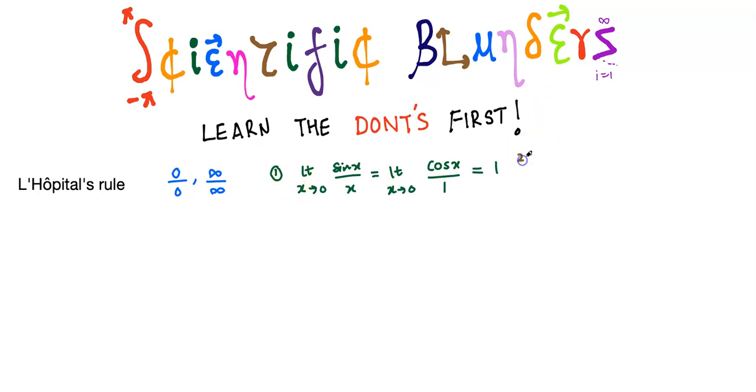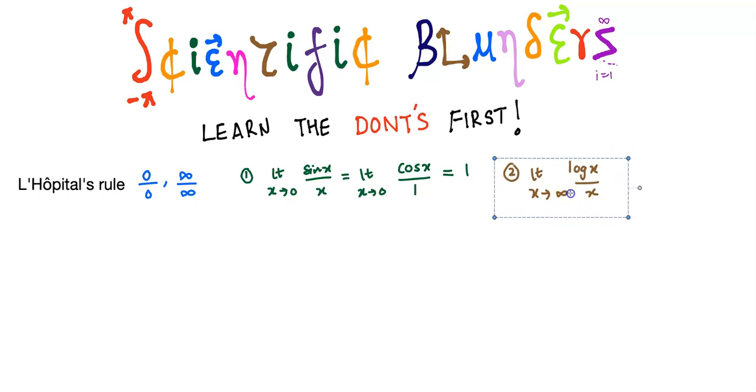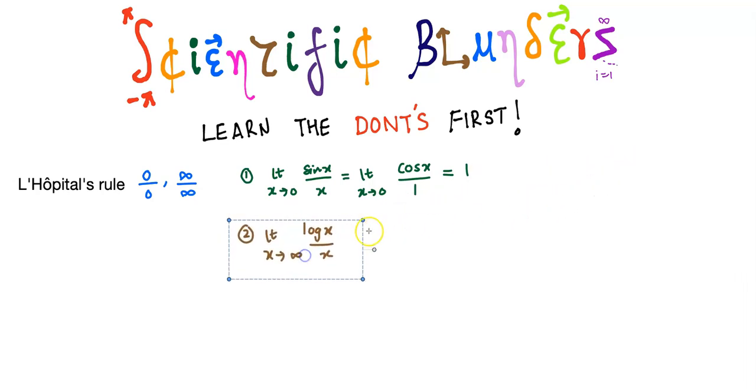So the second example we want to look at is the limit x tends to infinity of log x over x. So let me just move all of this to the left so that we have some space for the second example, which I can do here actually. So what is the limit x tends to infinity of log x over x? So again, the first thing we want to do is just plug in infinity into the function. So log infinity over infinity is of the form infinity over infinity.